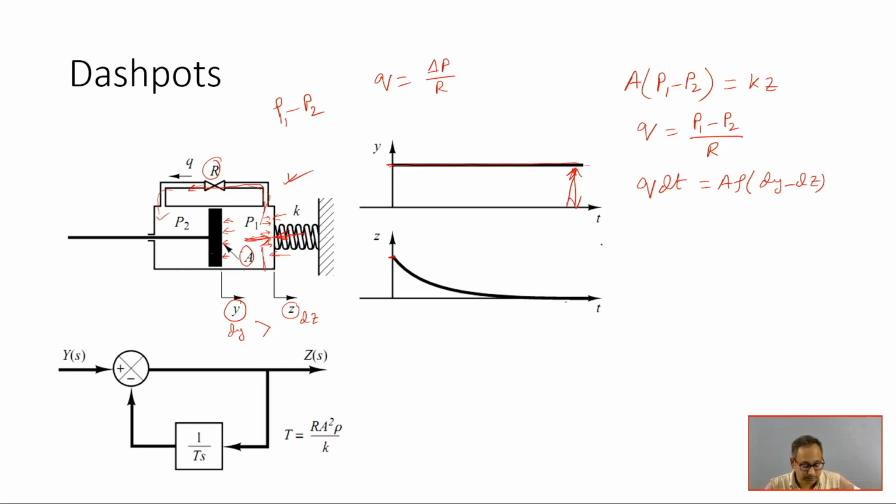So these are the three relationships. Again here rho is constant. From these three relationships, from this last relation, dy/dt minus dz/dt equals q by A rho. That means q, meaning P1 minus P2 by R, divided by A rho. P1 minus P2 means kz by A. So kz by A gives A squared rho. Another thing we are missing is P1 minus P2 by R. So this R is coming here.